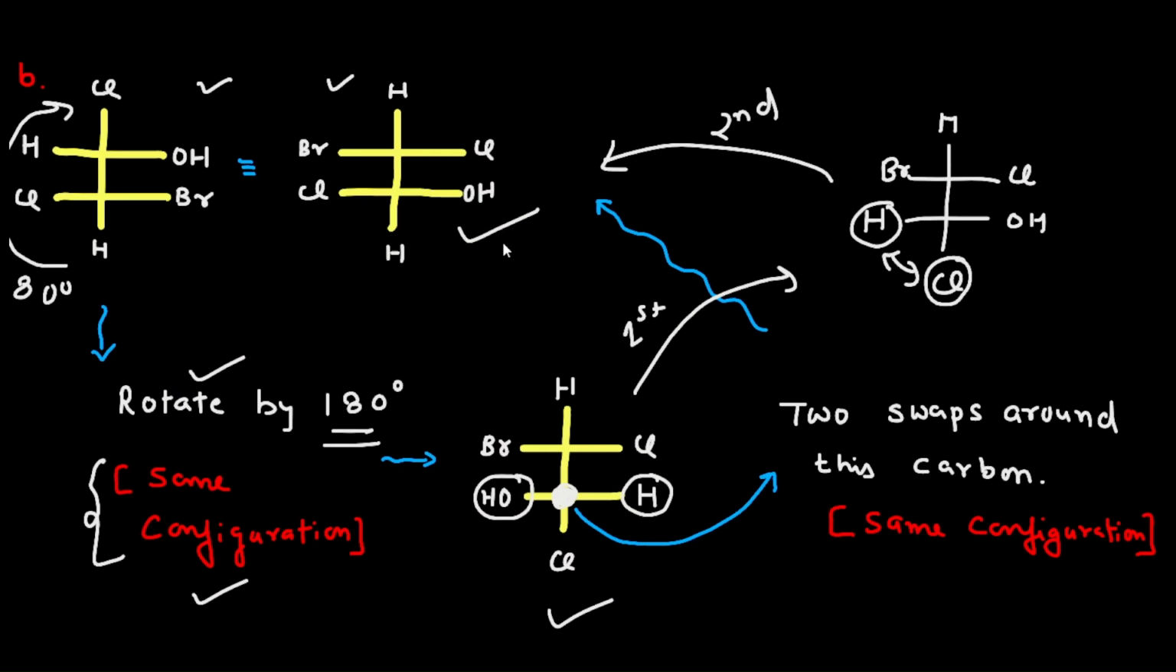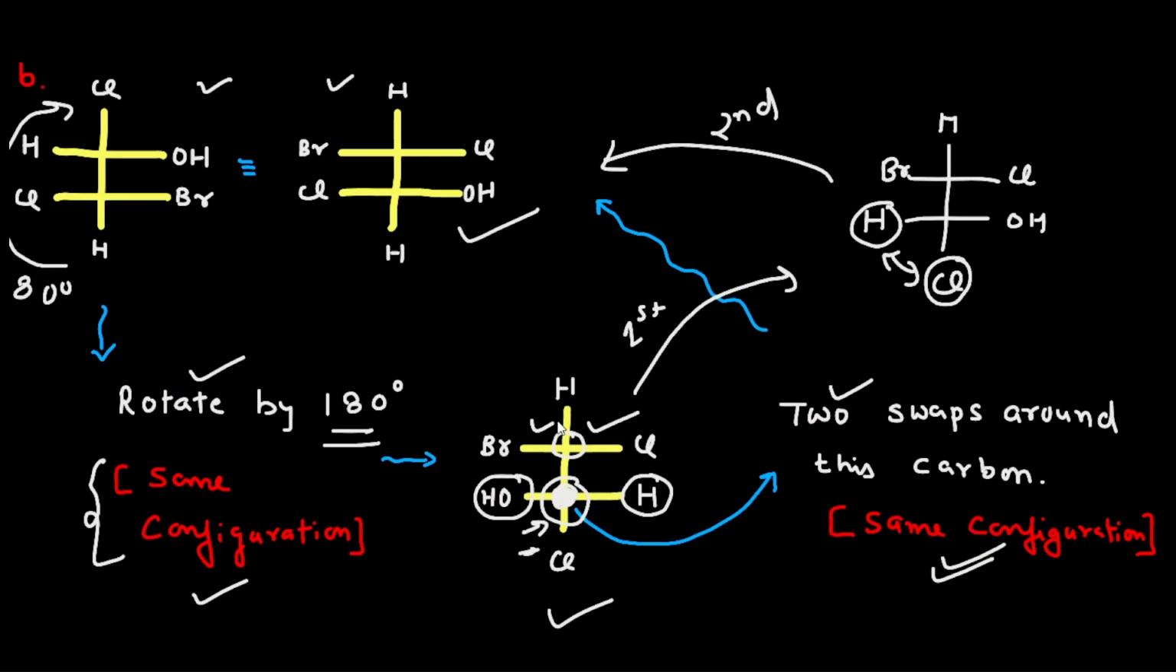So you understand, the swapping I did with this chiral carbon does not change the configuration associated with this carbon, because I have done it even number of times. So again it is the same configuration, and you have not changed the configuration of this carbon, so it remains the same. So rotating by 180 degree does not do anything. Swapping the groups associated with the chiral carbon 2 times does not change the configuration.